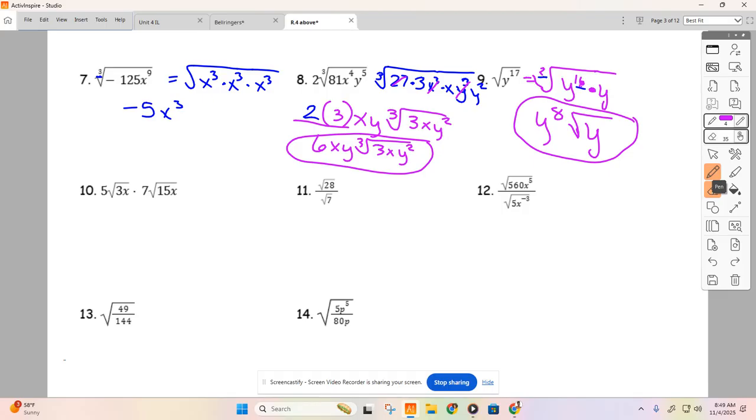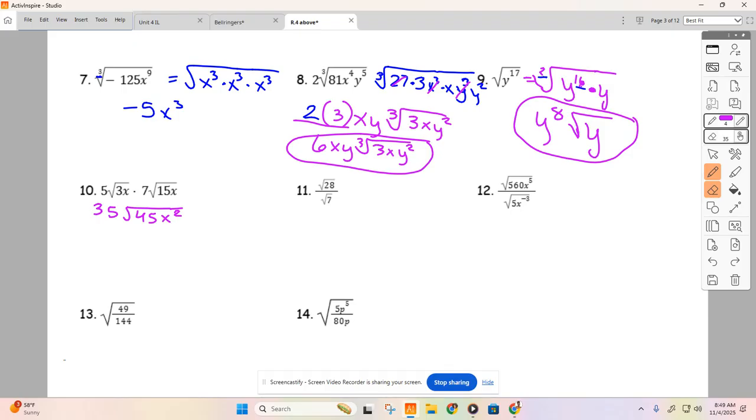Okay, first we multiply, then we simplify. 5 times 7 is 35. 3 times 15 is 45. x times x is x squared. Now, that's really ugly. It's a square root.